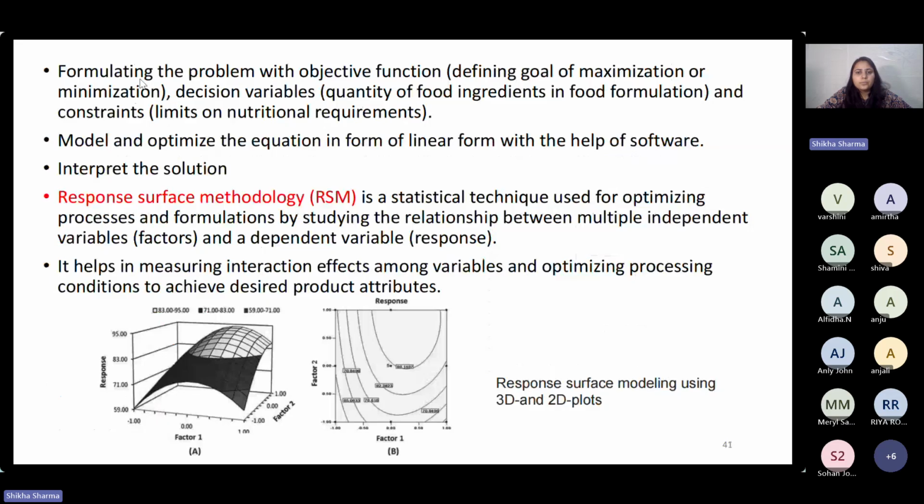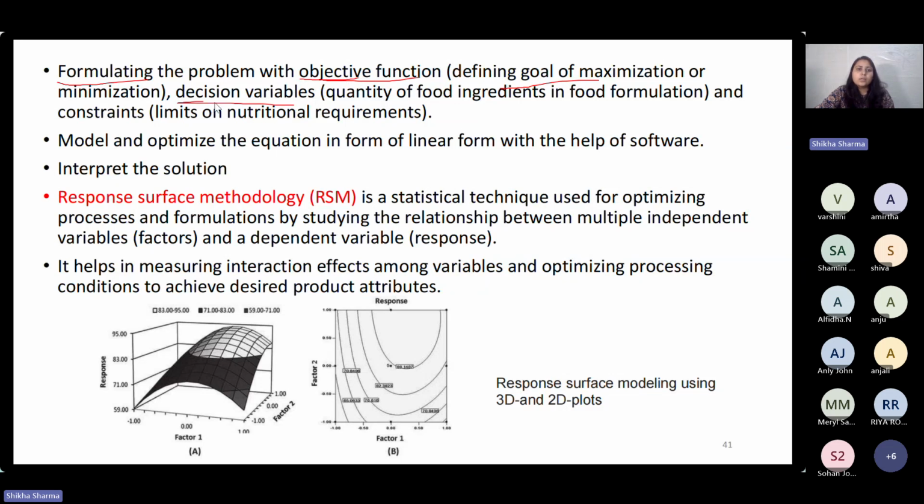So here in linear programming, we formulate the problems with the objective function, where we define the goals. It can be that we want to maximize some nutrition, or we can minimize the cost of the operation. That can be our goal. So we formulate the objective function. In the objective function, we can have one equation like that.